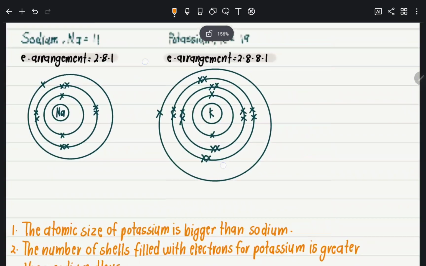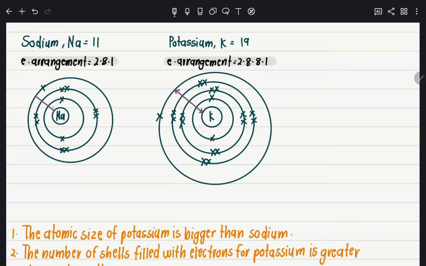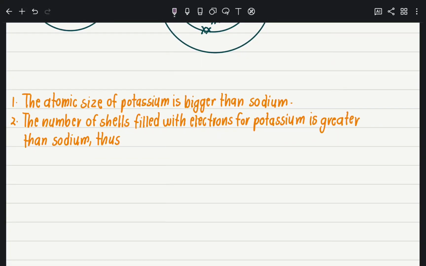Thus, which atomic radius is bigger? Remember, we measure atomic radius from the nucleus to the valence shell. Look, this is the atomic radius for potassium, from this nucleus to this valence shell. Look at which atomic radius is longer, which is larger. Sodium's or potassium's? Of course potassium's. Thus the atomic radius of potassium is larger, or bigger, than sodium.